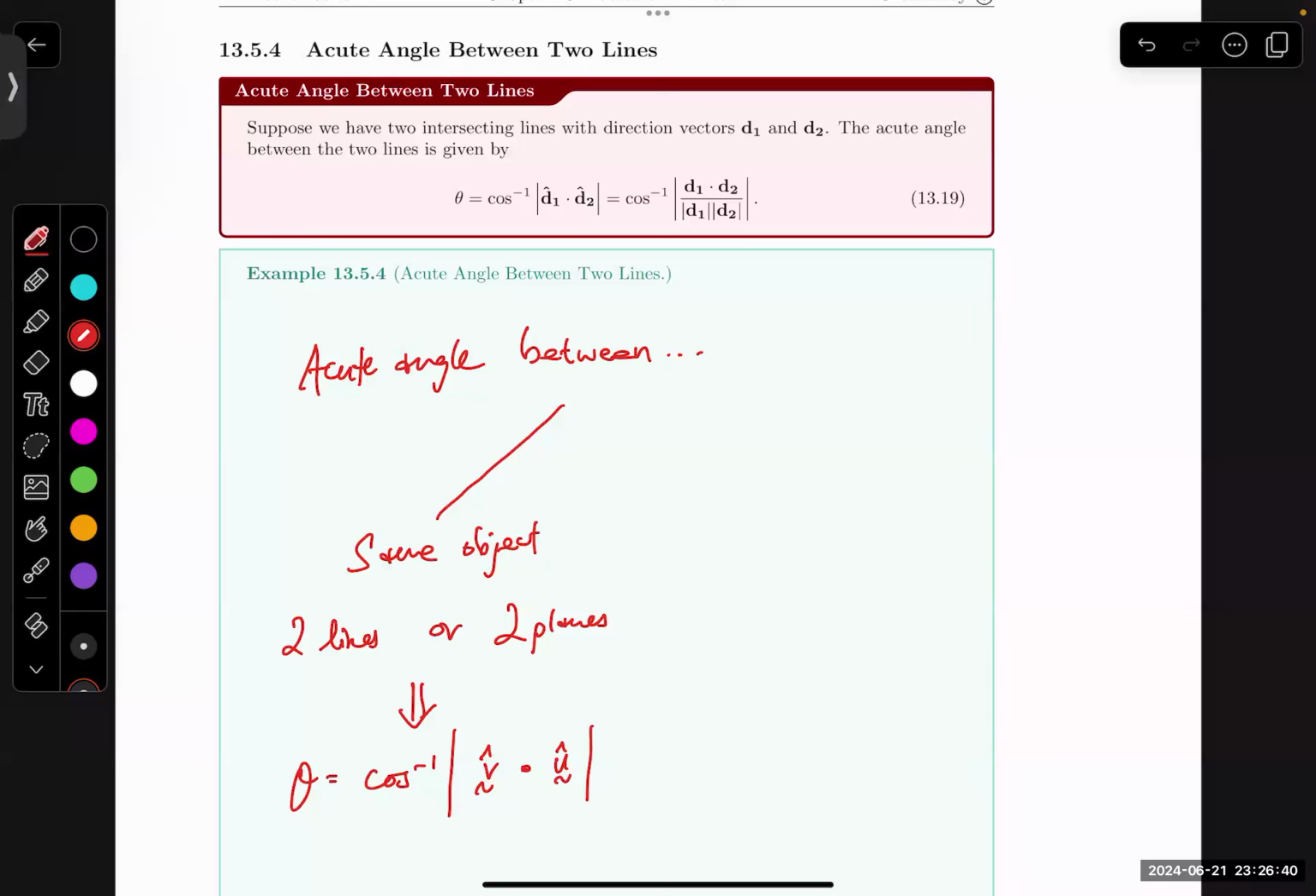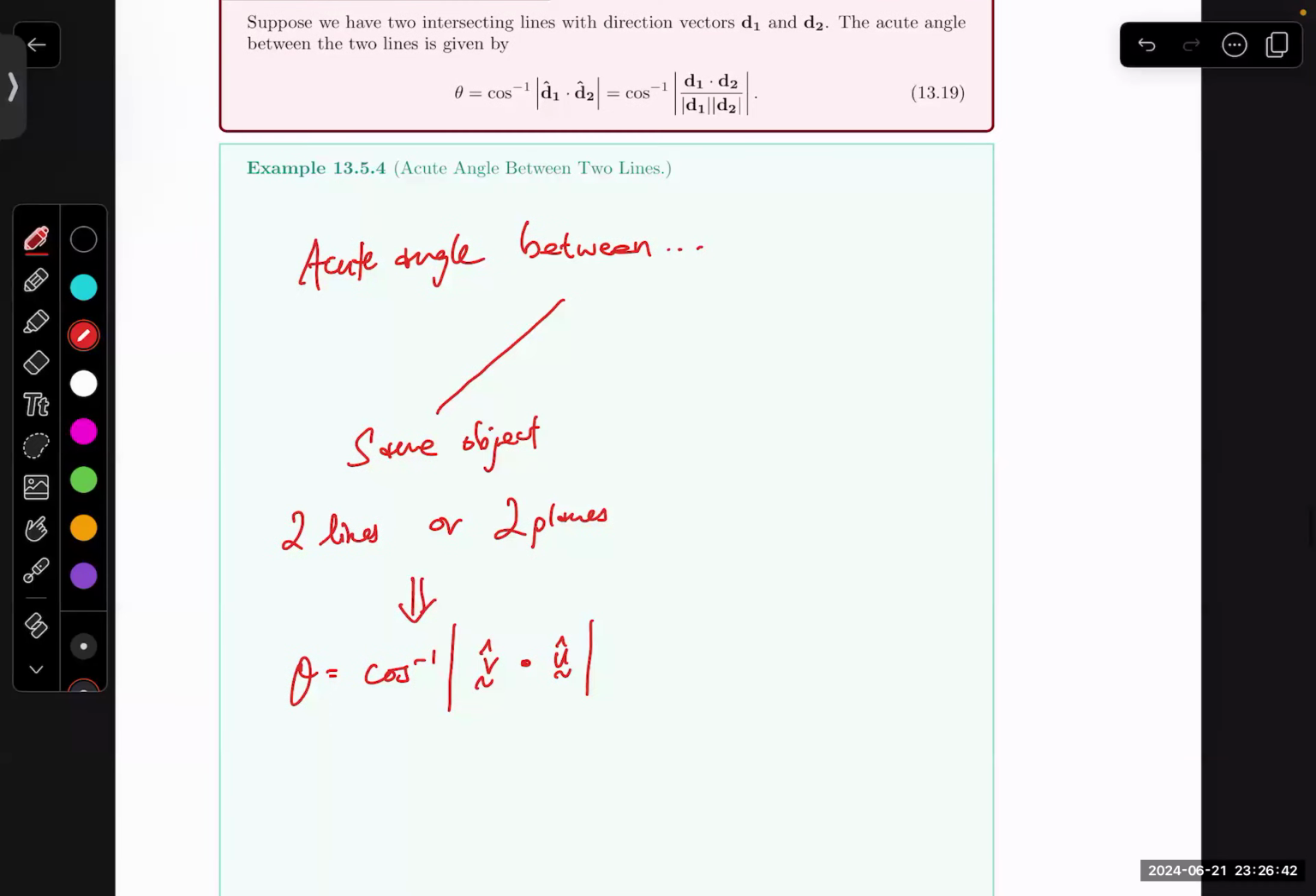Okay, so what are these vectors? These will be the vectors that define the object, whatever the object is. If it's a line, then it will be the direction vector. If it's a plane, then it's the normal vector.